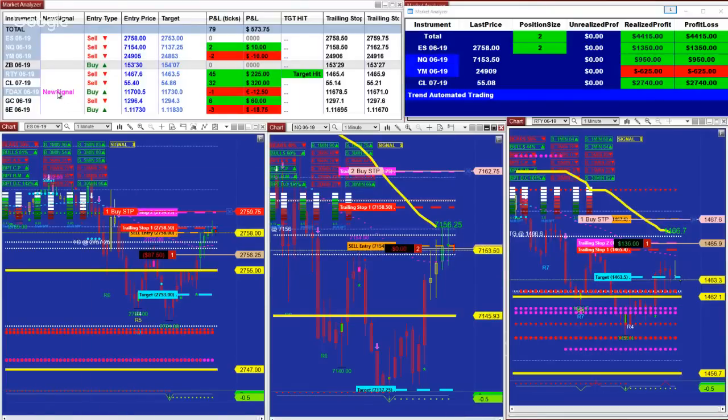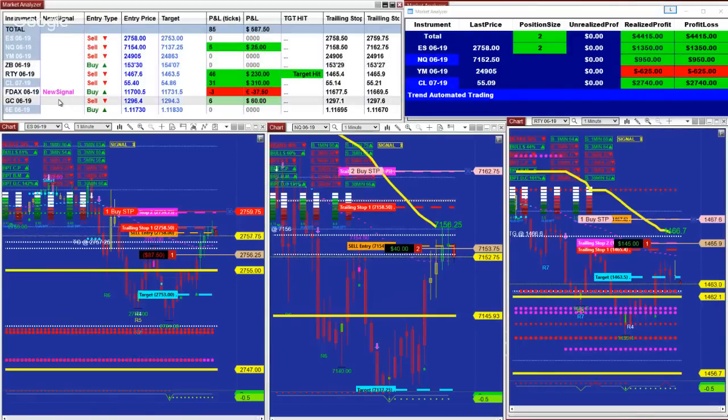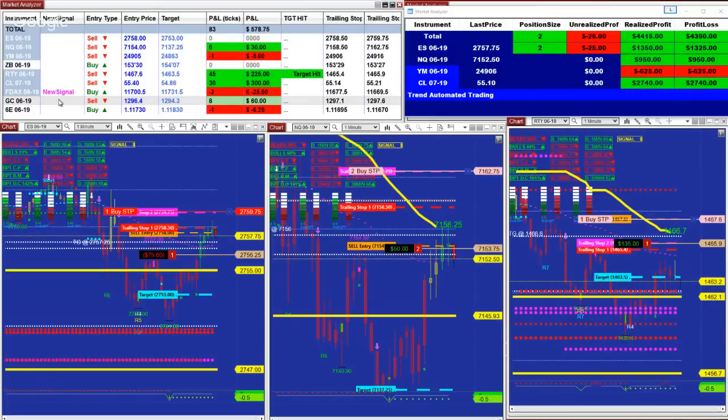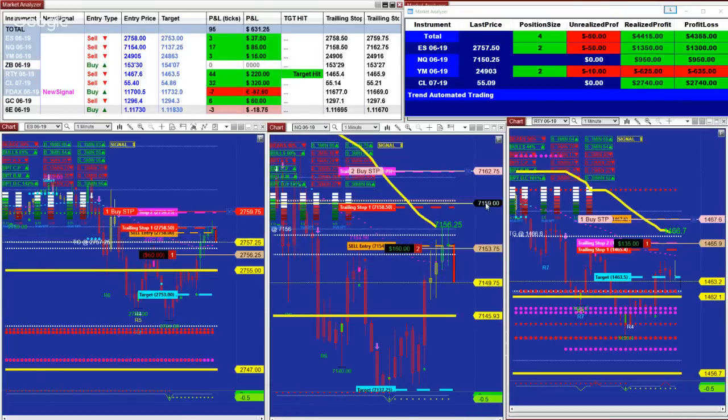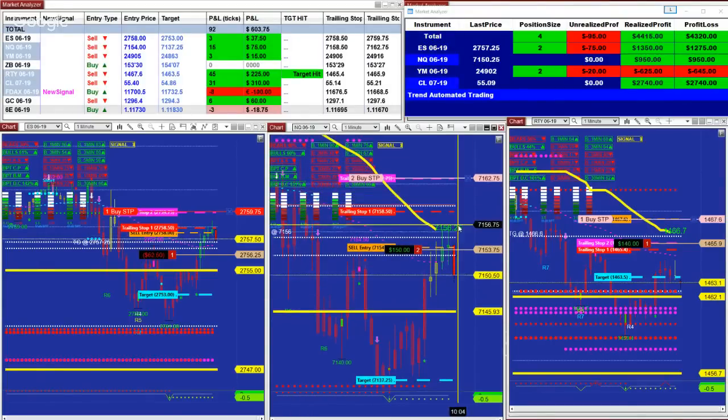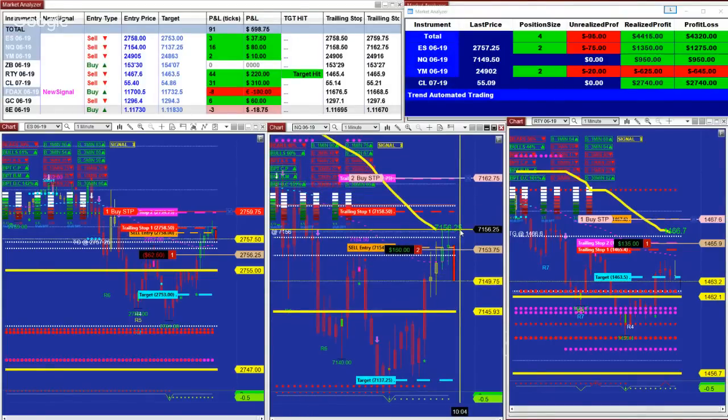So there is a new signal on the DAX: buy 117.005, and the target is 117.315. For whoever followed the gold, we called that trade 5 minutes ago. Now you are up 6 ticks on that trade. You see what I'm talking about?